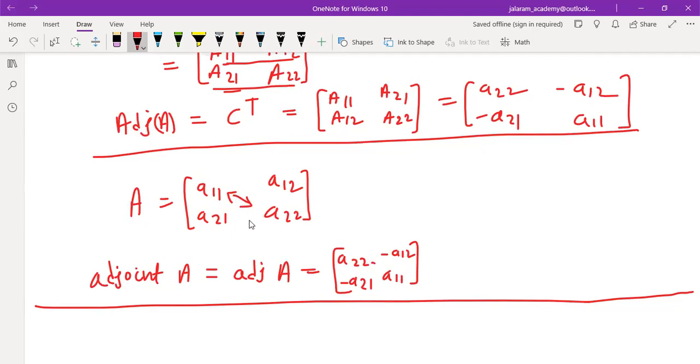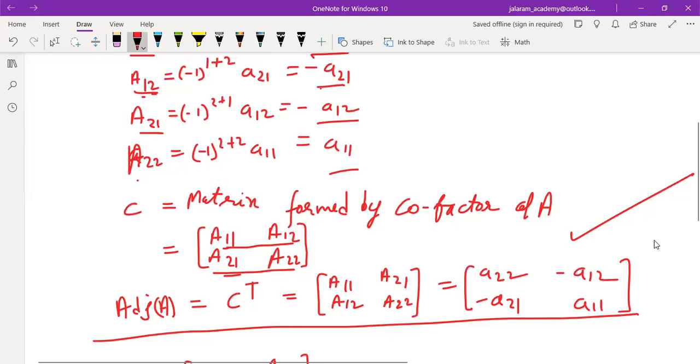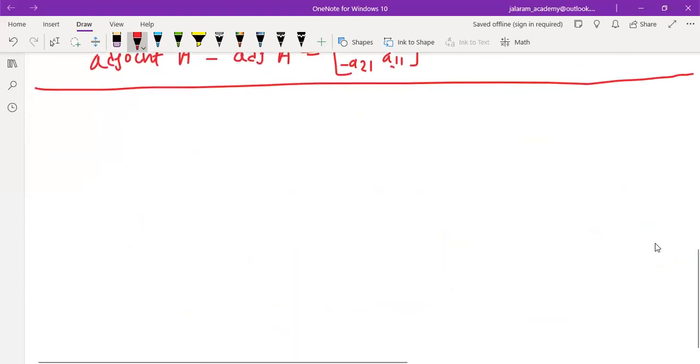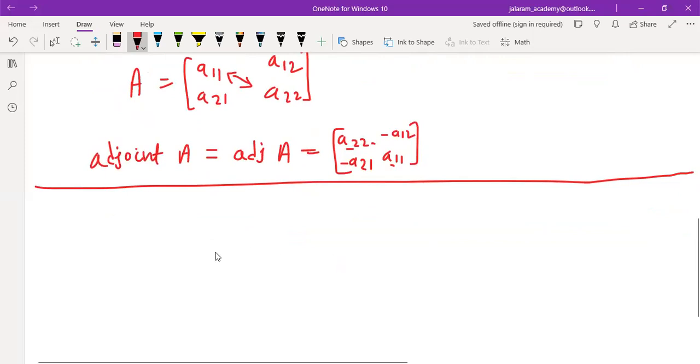Interchange the elements of the principal diagonal. a11 and a22 are interchanged, means first element becomes a22 and the opposite element to it will be a11, and change only the sign of the second diagonal, minus a21, minus a12, and by the other method also we have obtained the same result. So this is the method to find the adjoint of A. When the matrix is of order 2 cross 2, it is very easy.